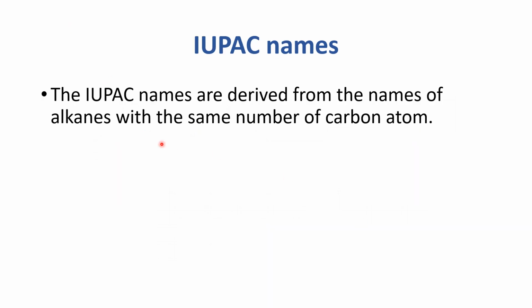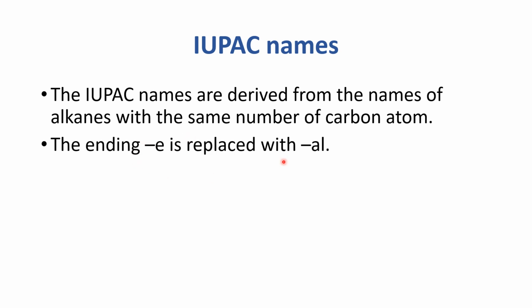Next are the IUPAC names. The IUPAC names are derived from the names of the alkanes with the same number of carbon atoms. जबकि हम common names को carboxylic acid से derive करें. यहाँ पे हम E को replace कर देंगे with AL.